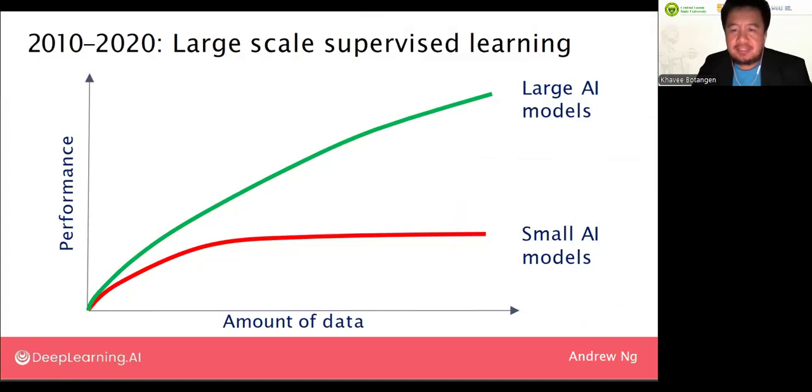So the years 2010 to 2020 marked a significant era in the field of supervised learning, laying the groundwork for modern generative AI. During this period, we had access to vast amounts of data. However, researchers observed that simply feeding more data into smaller AI models did not yield substantial improvements in performance.